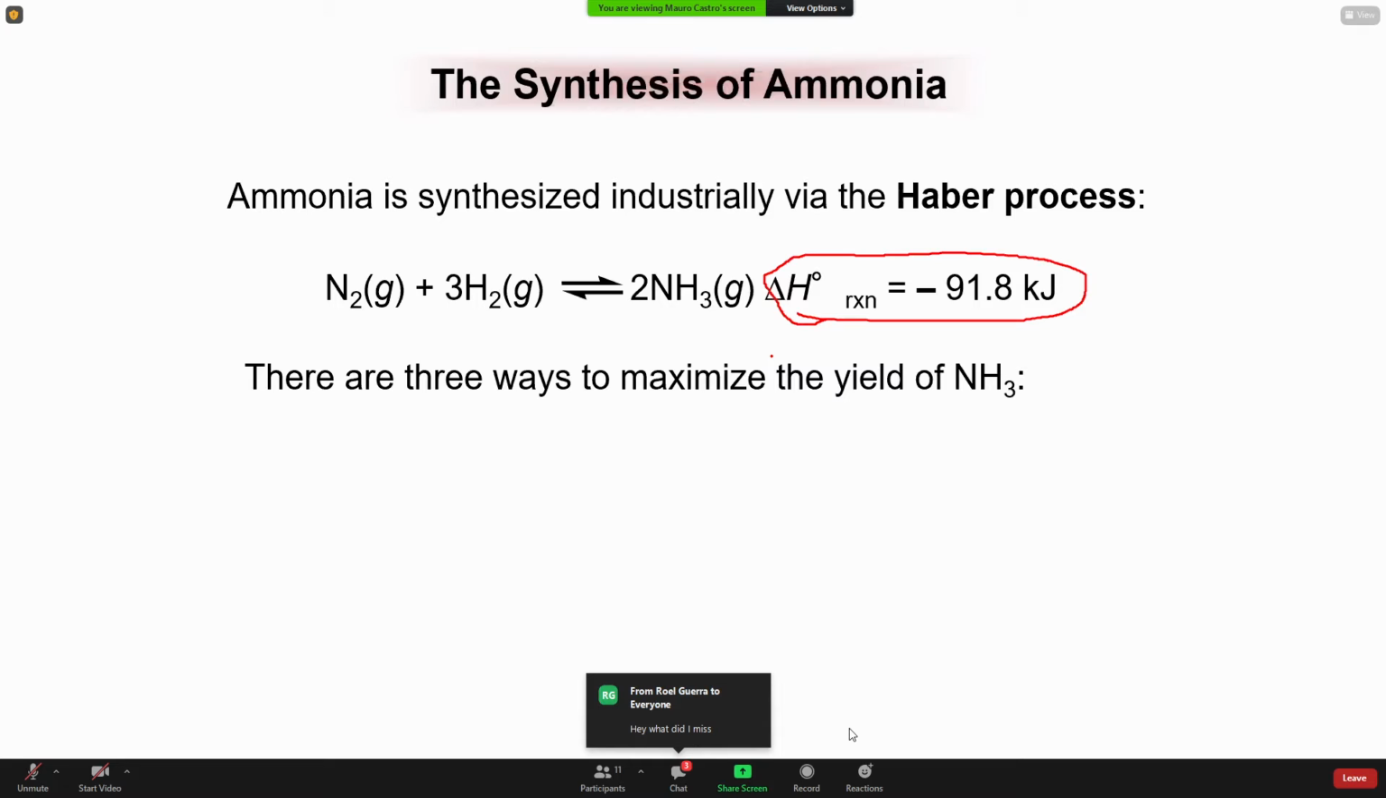If I follow the slide, what was the first way? I got to maximize the yield of the ammonia. It means I have to shift it to the right. Yell out a few ways to shift it to the right. First way that we covered in the class was what are you going to do?